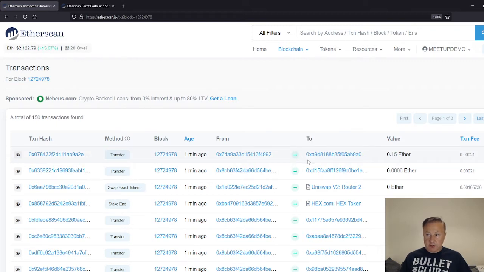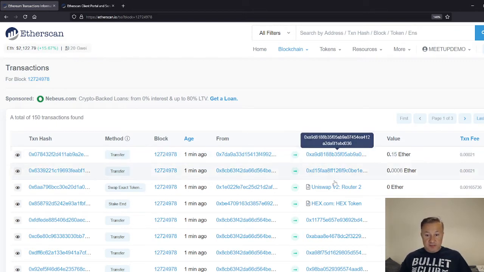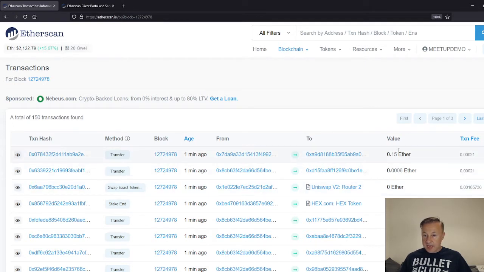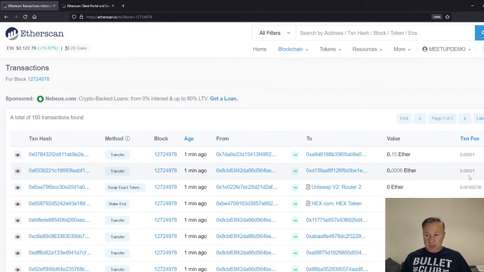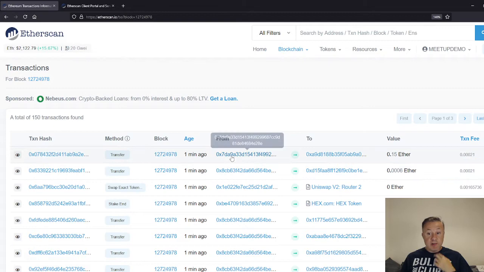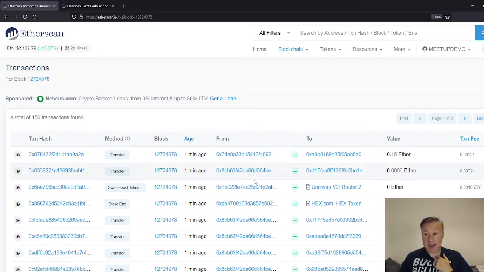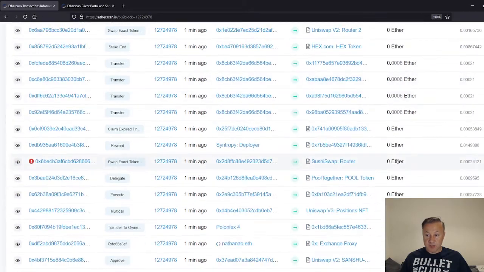Okay, so what you can see on here is a few things. The first thing is on the right hand side, you can see the transaction fee that's actually being paid to the miner. So you can see all of those added up, and on the first page you'll see the overall price of these. You can also see where it's gone from and where it's been sent to, and the value of the transaction as well.